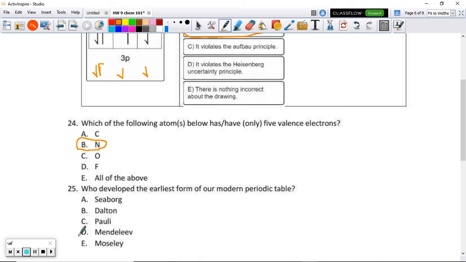All right. Who developed the earliest form of the modern periodic table? This is one that you just have to kind of know. Mendeleev and Moseley are the 2 big ones when it comes to the periodic table. Mendeleev was first. Moseley improved on his design. All right. Number 27. Sorry, number 26.